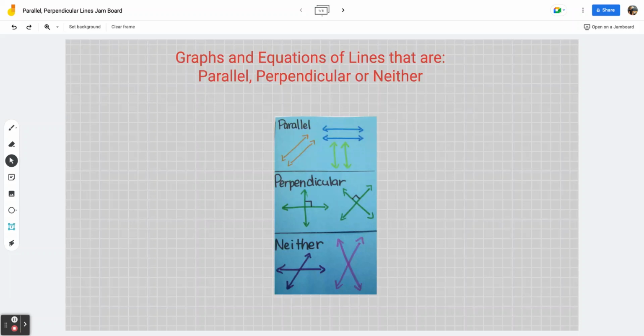Hello, in this lesson we will be considering lines and classifying pairs of lines as parallel, perpendicular, or neither. You'll be looking at graphs of lines and also equations of lines. Let's get started.